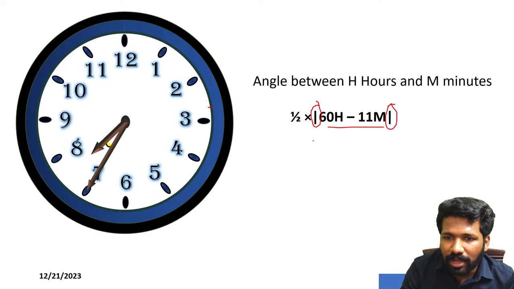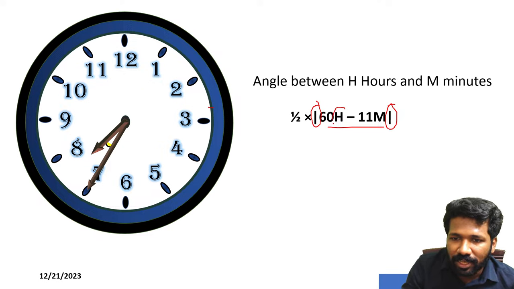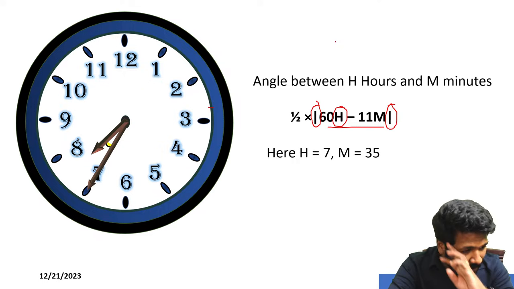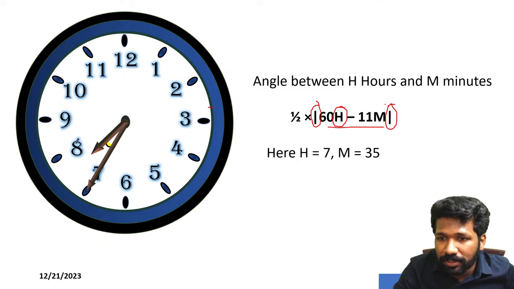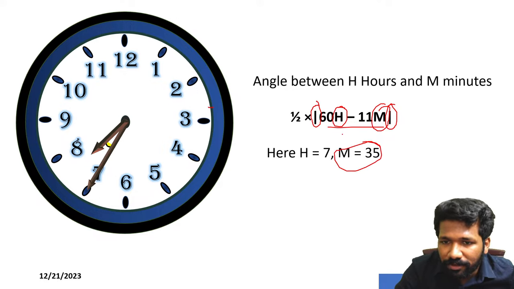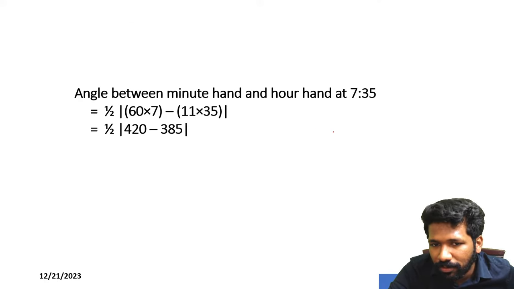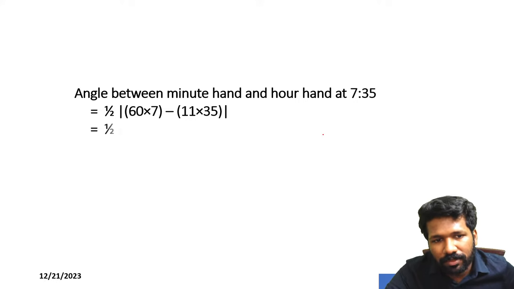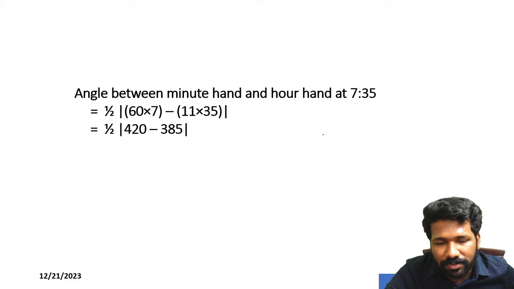So that means half into 60H. H means hour hand value. Here it is 7:35, so the hour hand value is 7. And M is the minute hand value, that is 35. So substitute this here and you can solve the question. 60 into 7 minus 11 into 35, half of that. 60 into 7 is 420, 11 into 35 is 385.